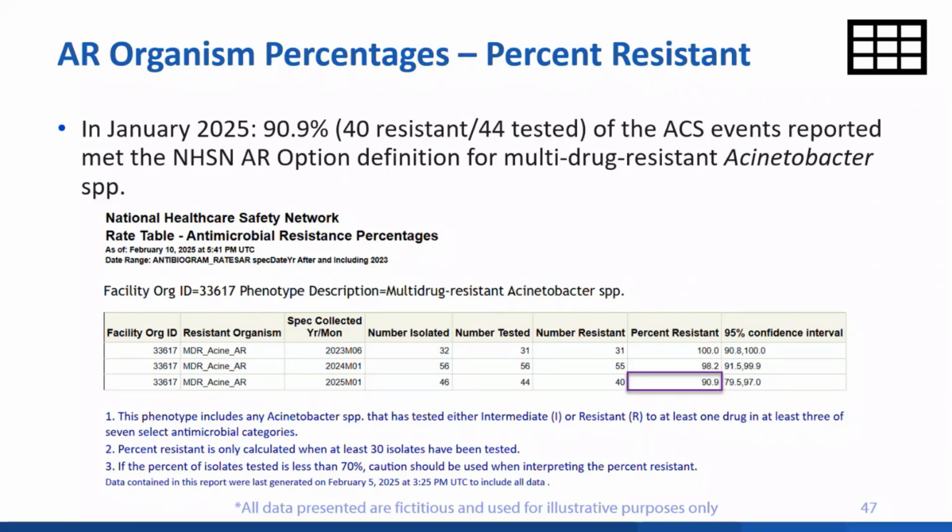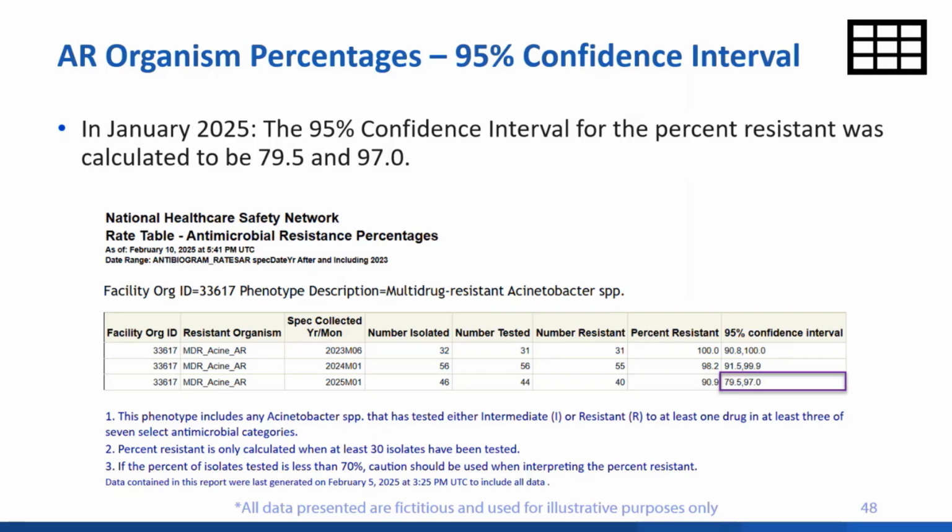This gives me a percentage of 90.9 or 91% because it's 40 resistant over 44 tested, meaning 91% of Acinetobacter species events reported met the NHSN AR option definition for multi-drug resistant Acinetobacter species for January 2025. The last column includes the 95% confidence interval. The 95% confidence interval for the percent resistant was calculated to be 79.5 to 97.0.